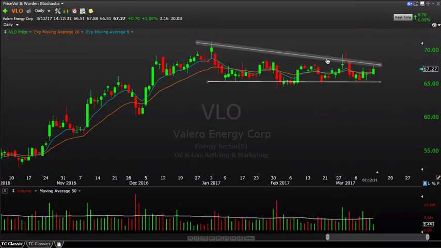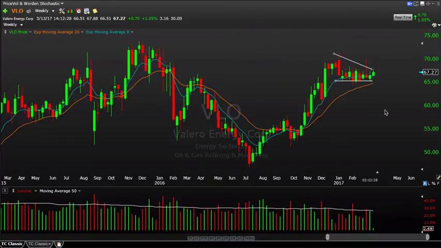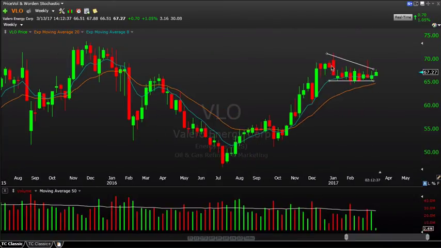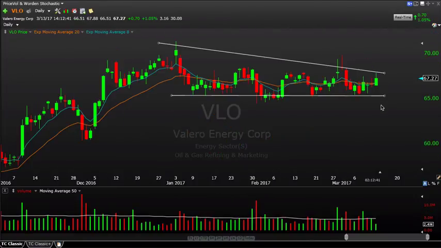And again, you could play for a breakout of this pattern here. You could try and catch it back in the middle of this range, but you can see the weekly chart, lots of consolidation in here, holding up pretty well. Something to throw on the radar there if you're looking at a stake there in XLE.